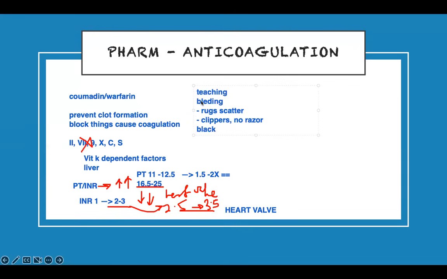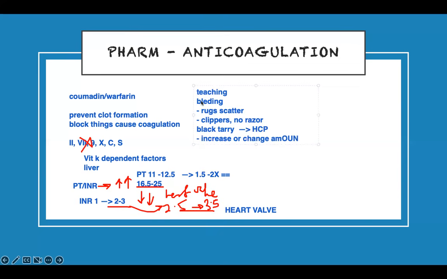If they see black tarry stool, call your doctor. This is not normal. Notify the provider. If Coumadin, especially, this is the key, and it's very, very important: they should not increase or change the amount of vitamin K they're eating.